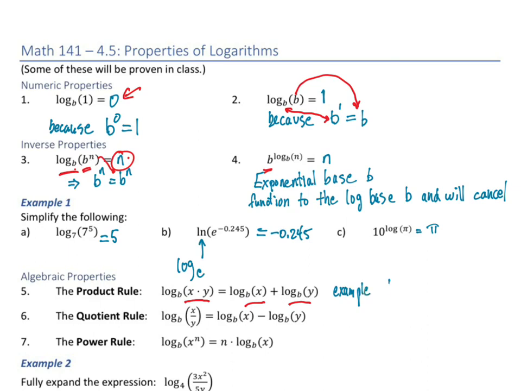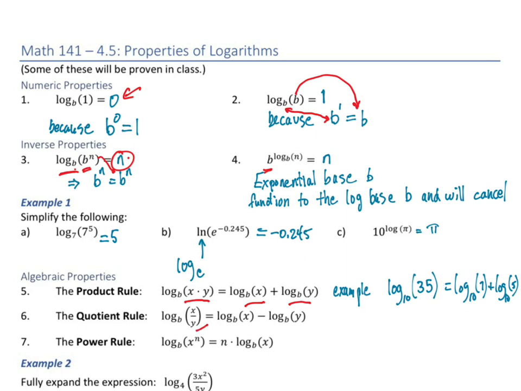An example would be if you have, let's say, log base 10 of 35, that's really log base 10 of 7 plus log base 10 of 5. So since 35 is 7 times 5, we can split this log of 35 up into log of 7 plus log of 5.